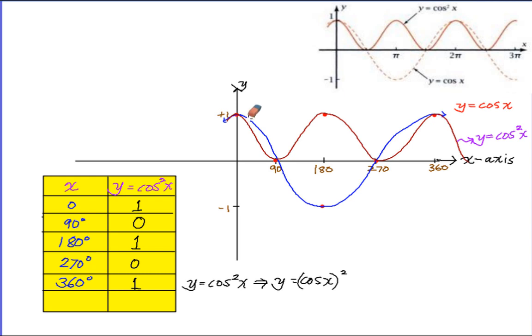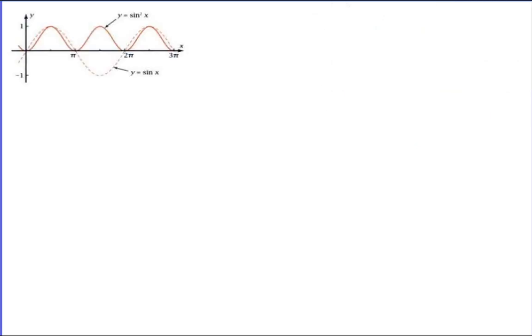So to be more accurate, let's make the cosine function a broken line to give emphasis to our cosine squared of x function. So this is the result. Okay, how about our sine function?